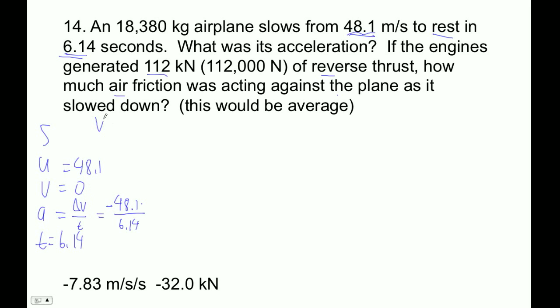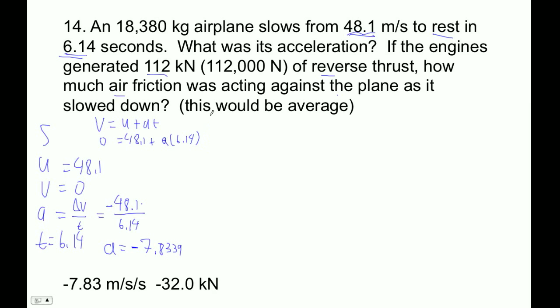You could avoid all the hassle by using v equals u plus at, right? 0 equals 48.1 plus acceleration times 6.14, and you naturally get a negative number. I'm just lazy, so here we go. 48.1 divided by 6.14. All right. And I get that the acceleration is negative 7.8339, or something like that, right?